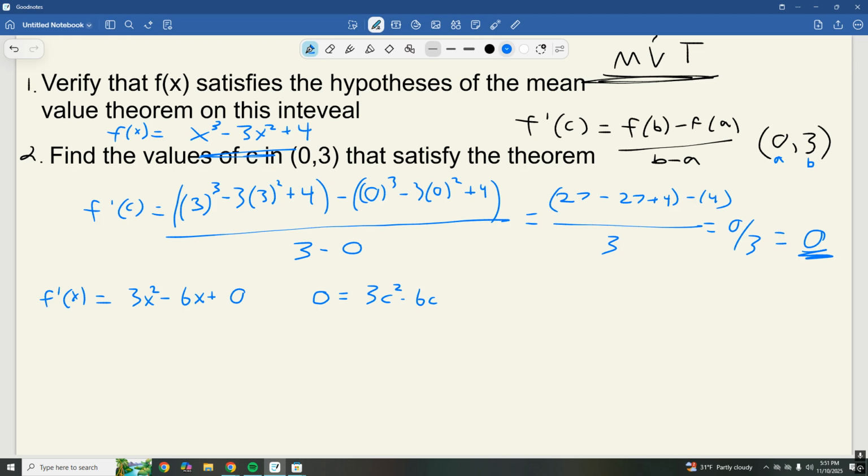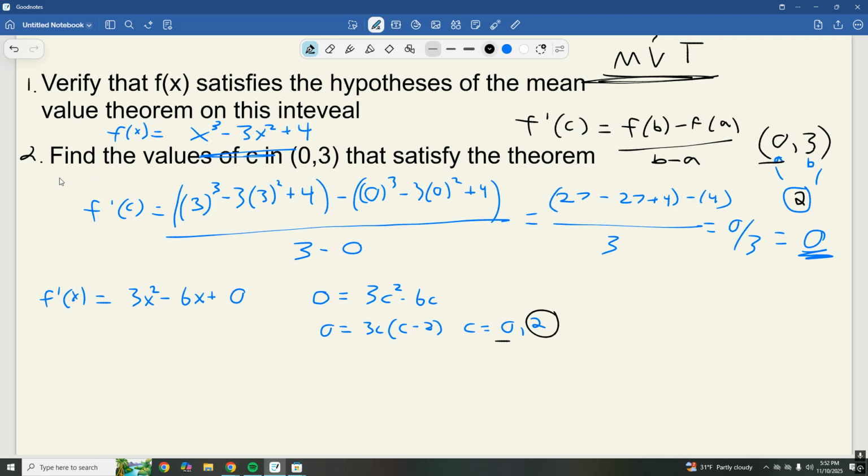And now we just need to find where our c is. Remember that c has to be in between 0 and 3. Don't forget that, because it's the mean value theorem. It's finding what's between this. We can factor this to 0 equals 3c times (c minus 2). So c is going to equal 0, and c is going to equal 2. Which one is between? Not 0, because that's on the edge. 2 is right in between there. So our c value is going to be 2.